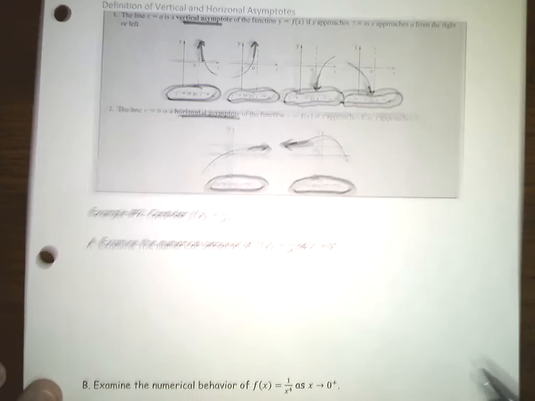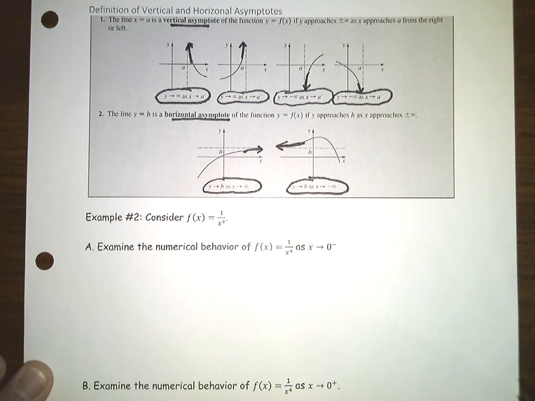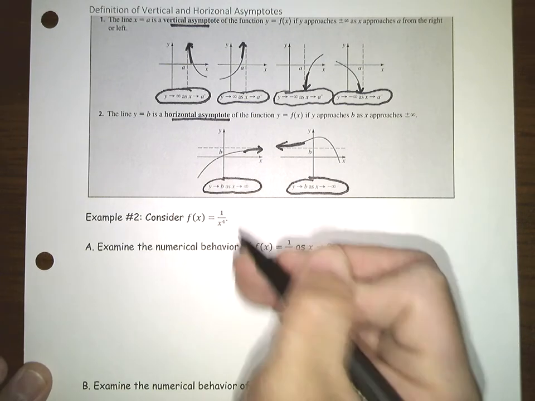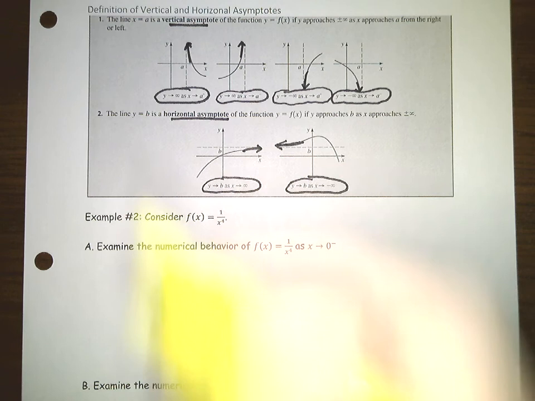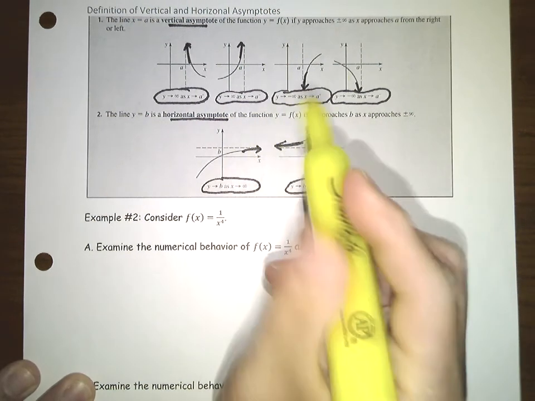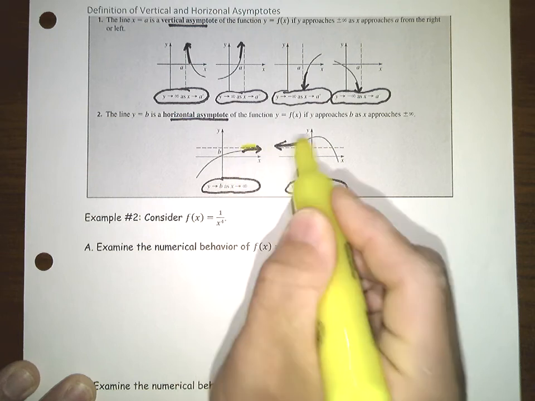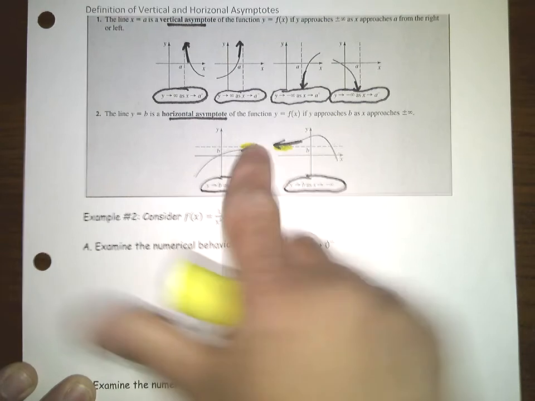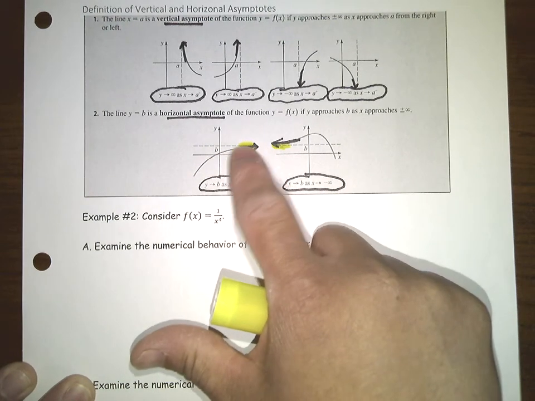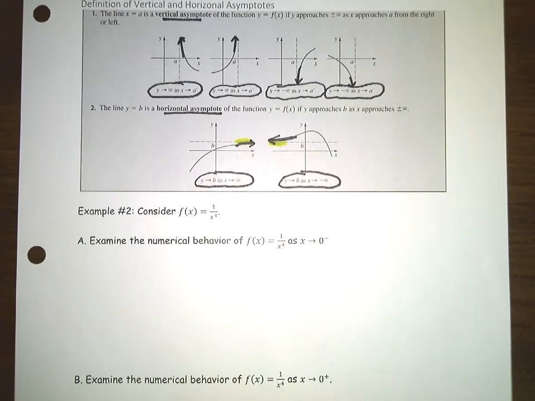So what you actually can see is that for a value like y equals b to be a horizontal asymptote, it doesn't actually need to approach the value of b both as we go to infinity and negative infinity. As long as it approaches b at some point, either on the right side of the graph as it approaches infinity, or the left side as it approaches negative infinity, then it is a horizontal asymptote.